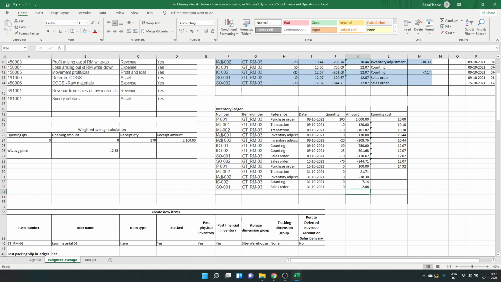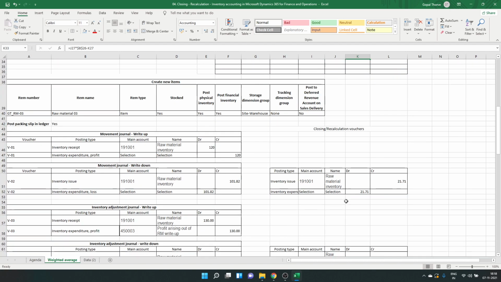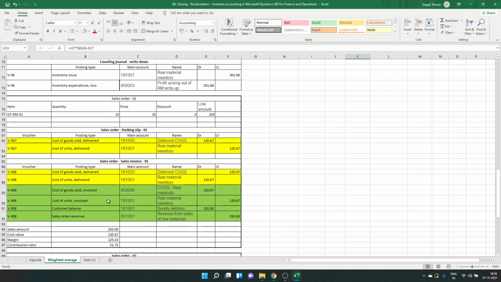So it is 2.86. This means when I posted my sales invoice, my cost of goods sold was 120.67, but when we are recalculating the inventory, it is coming to 123.57, and hence the system has posted this 2.86 of COGS into the system. Now let's see what happens with the inventory accounting. So this is my first invoice. So here I will take this mod.